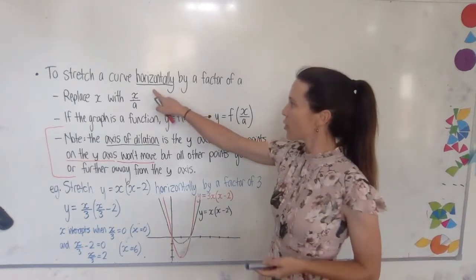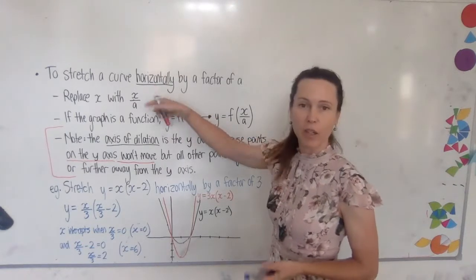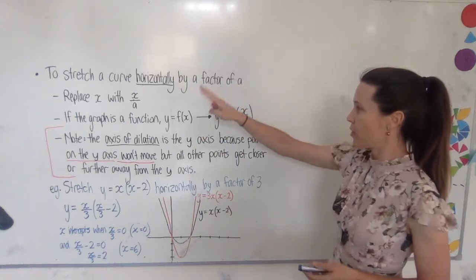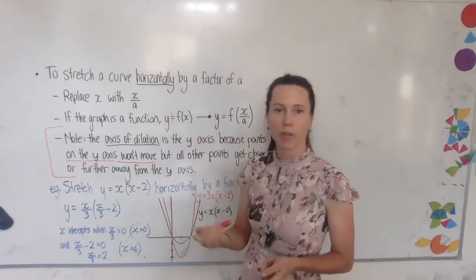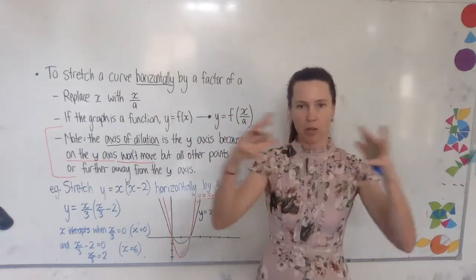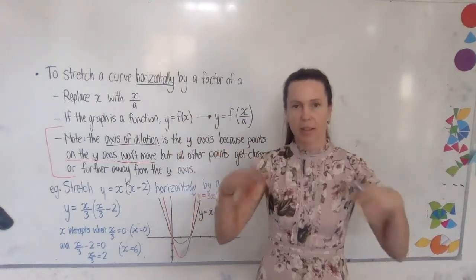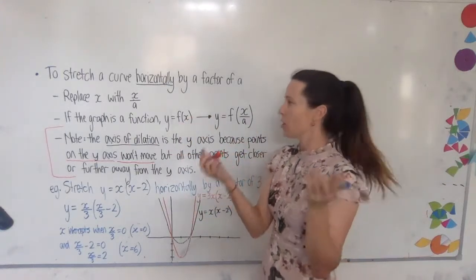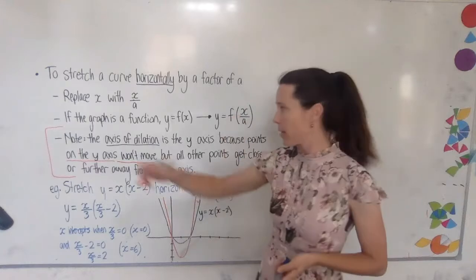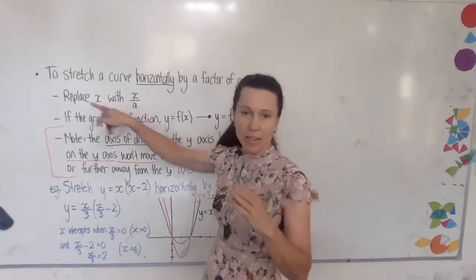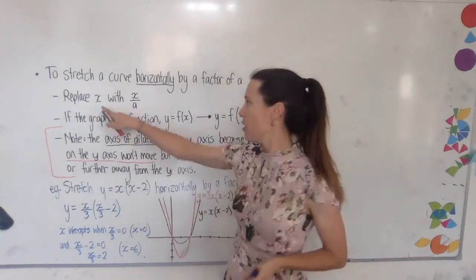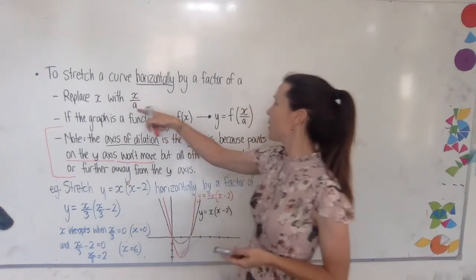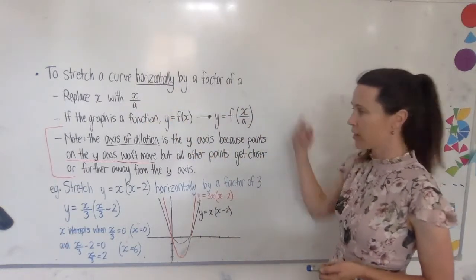We're going to stretch a curve horizontally now by a factor of A. So my notes here are similar, but I've changed some key words. Now if you're going to stretch something horizontally, it makes sense that the x values are going to change. So just as we did the other way around, we're going to replace x this time, because that's the values that will change. We'll replace them with x over A, where A is our stretching factor.